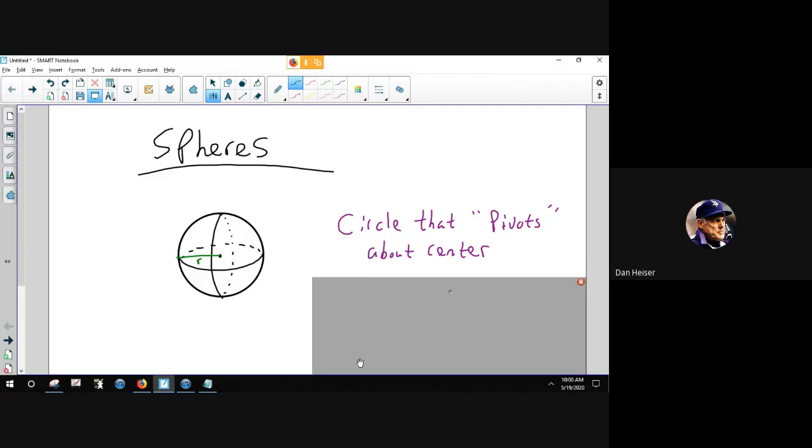We could think of it as also being a circle that sort of pivots about the center. So if you imagine this circle right here is going to start to turn, but this point stays constant, so that's going to be like a pivot point. This circle, as it turns, will sweep out this entire inner space, and it will create the boundaries of that sphere.